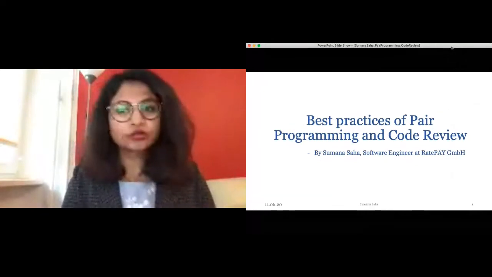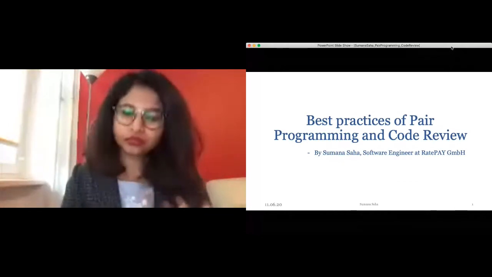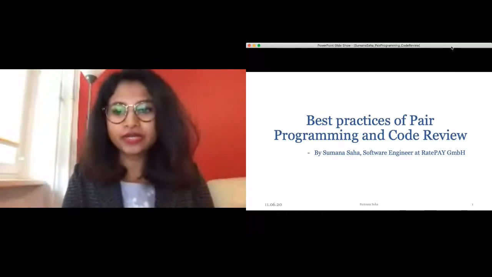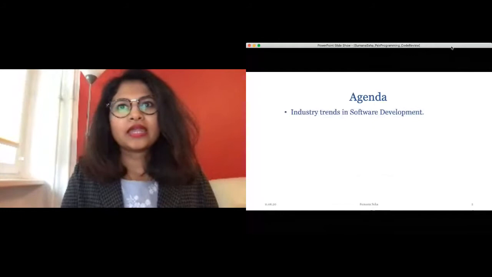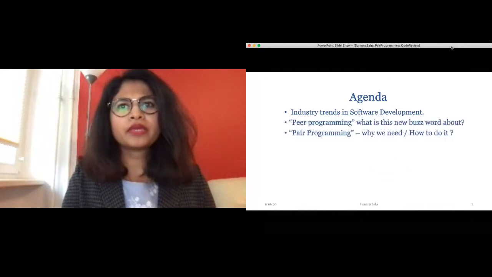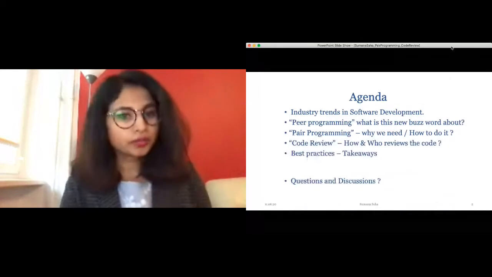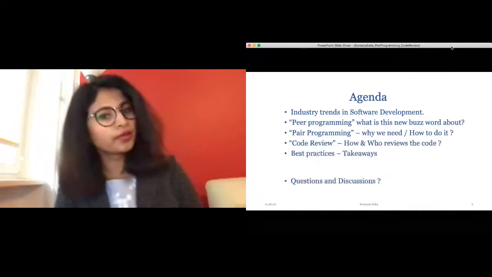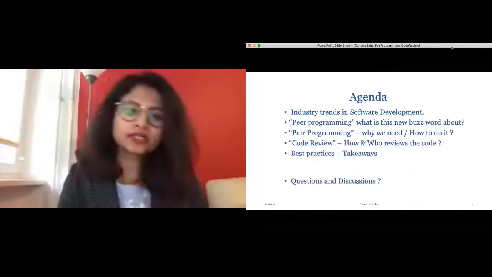What is it and how to do it? For those who don't know about it, you will learn the technique and how it can be practiced in real software development. So first is our agenda: first, why we need the topic of pair programming, then how we practice it and the best practices to be specific, and then what code review is and how it can also be practiced in the right manner. Then it will be open for a question and answer forum.